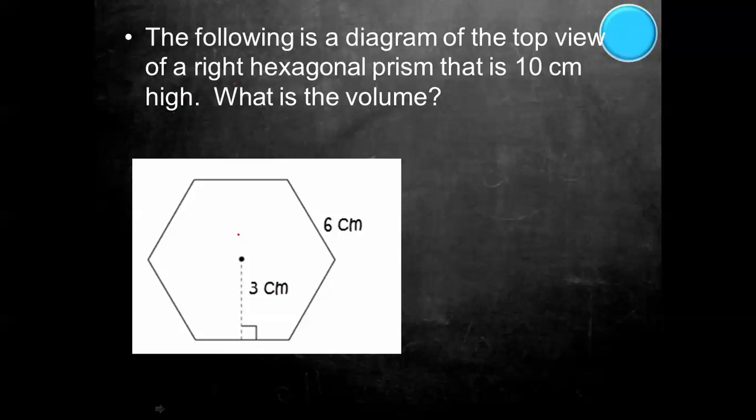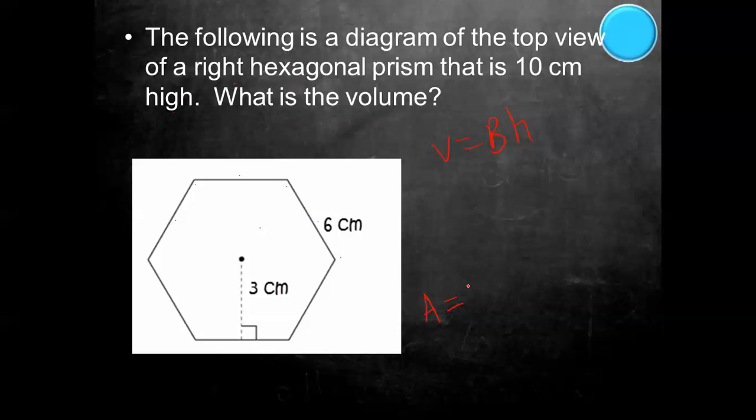Okay, so here we're looking straight down on a prism. So there's lines that are going straight down, and there's another hexagon at the bottom. So we want to find the volume, which is the area of the base times the height. So if this is our base right here, then this would be a hexagon.